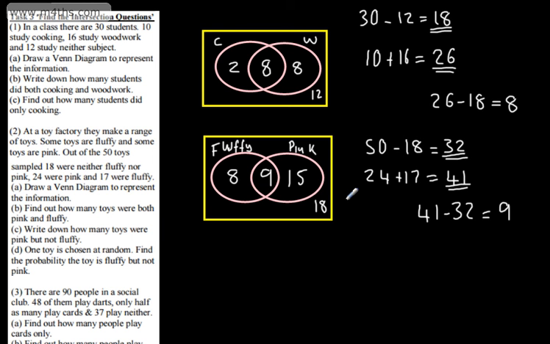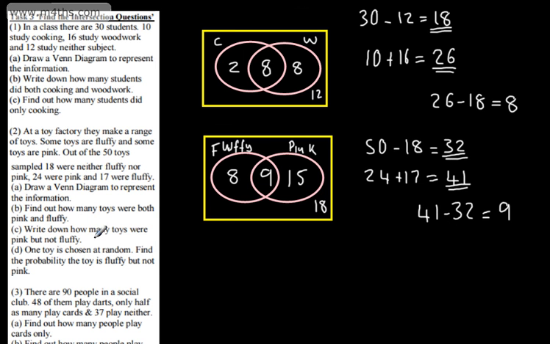So, in part B, we're asked to find out how many toys were both fluffy and pink. Fluffy and pink is the middle, the intersection, and that is 9. In part C, we need to write down how many toys were pink but not fluffy. Pink but not fluffy is 15. That's this part right here.